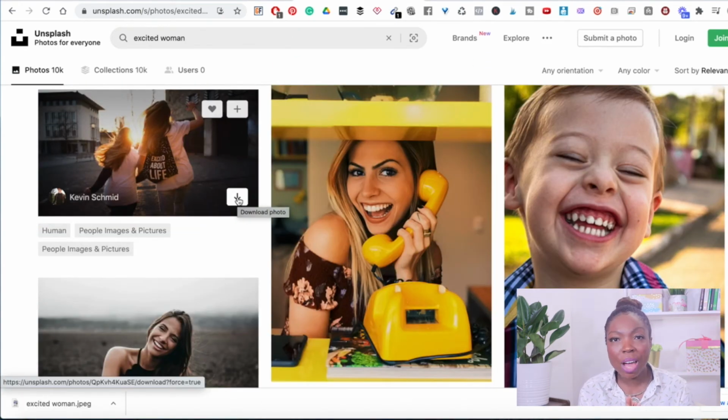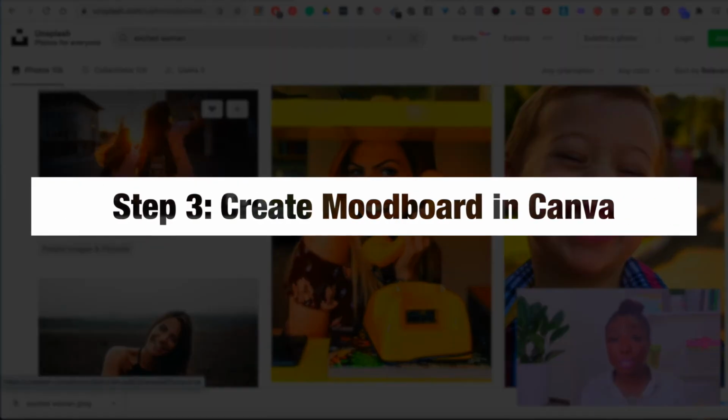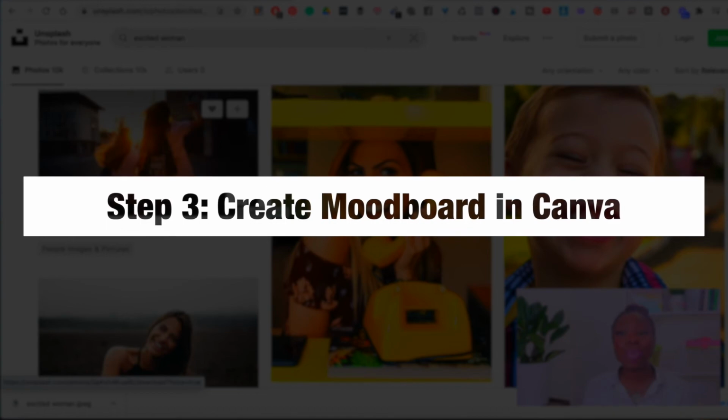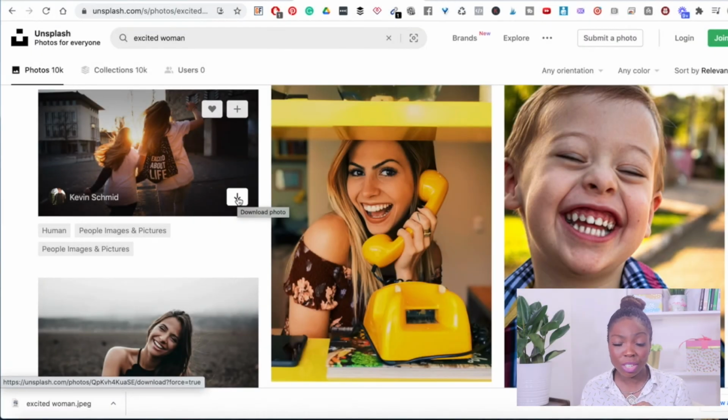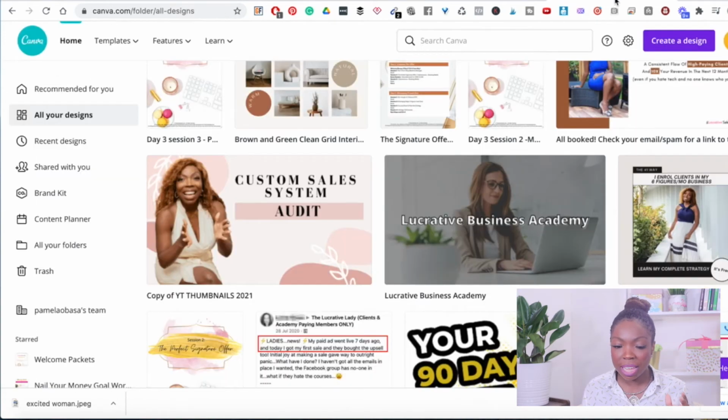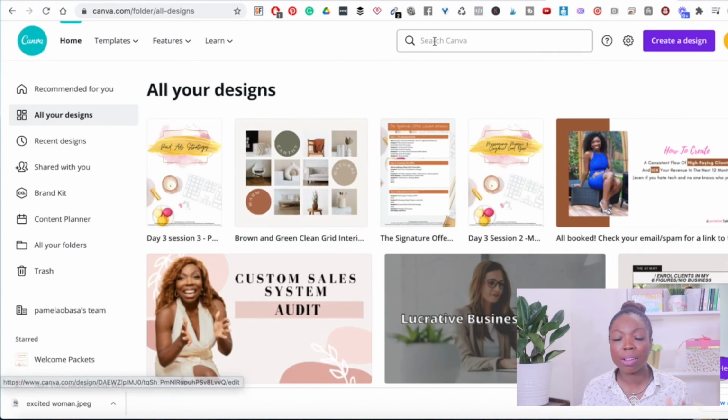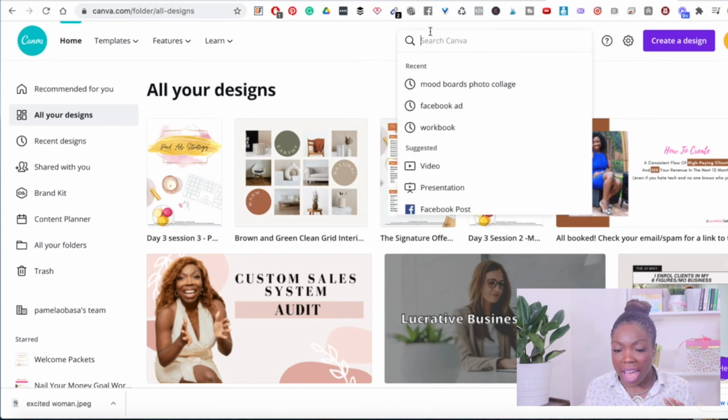Once you have found all of your images, the next step is to move them over to Canva, where you can create a collage of your images. This is where your vision board is going to come alive. So let's head over to Canva so I can show you. This is my Canva account. Canva is free to use, by the way, so go ahead and get an account. It's absolutely free. Inside of Canva, I like to search for mood boards collage.